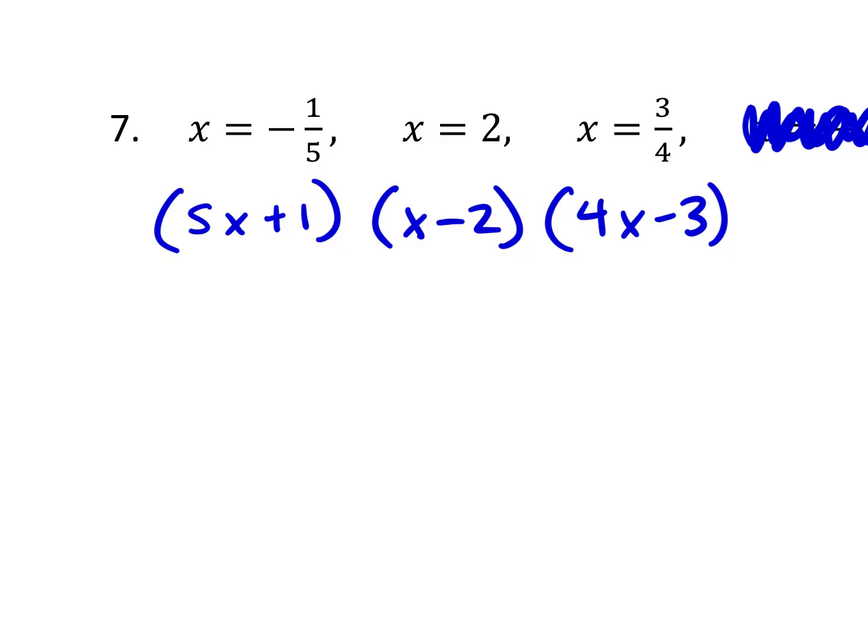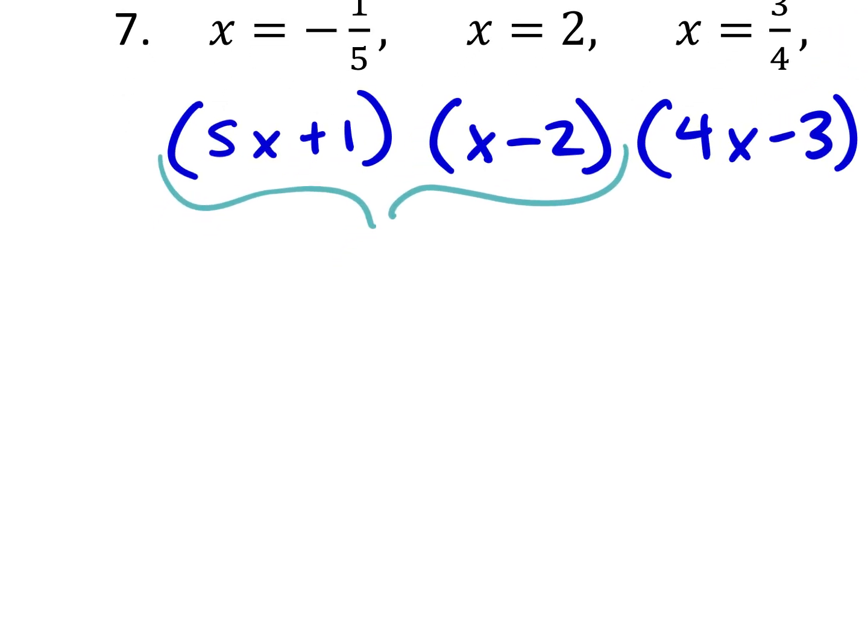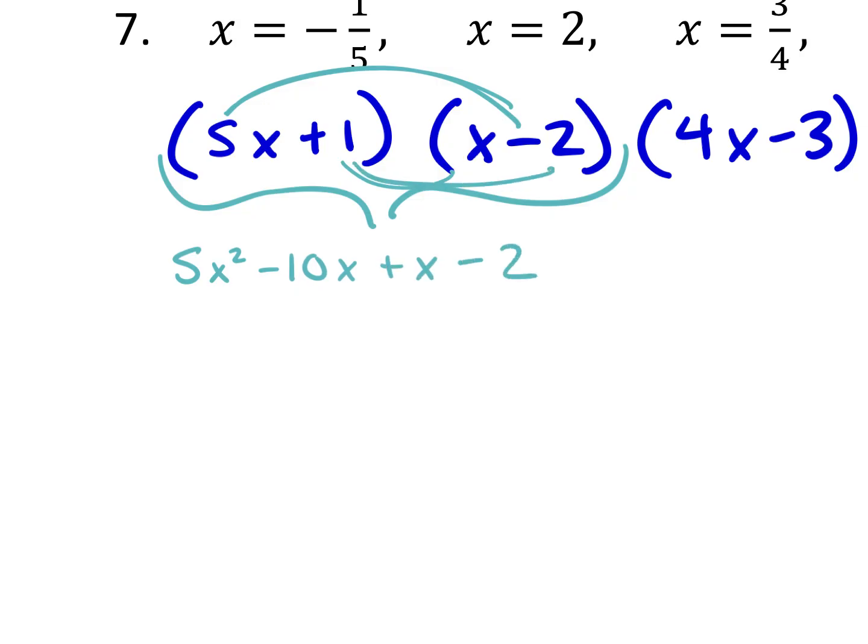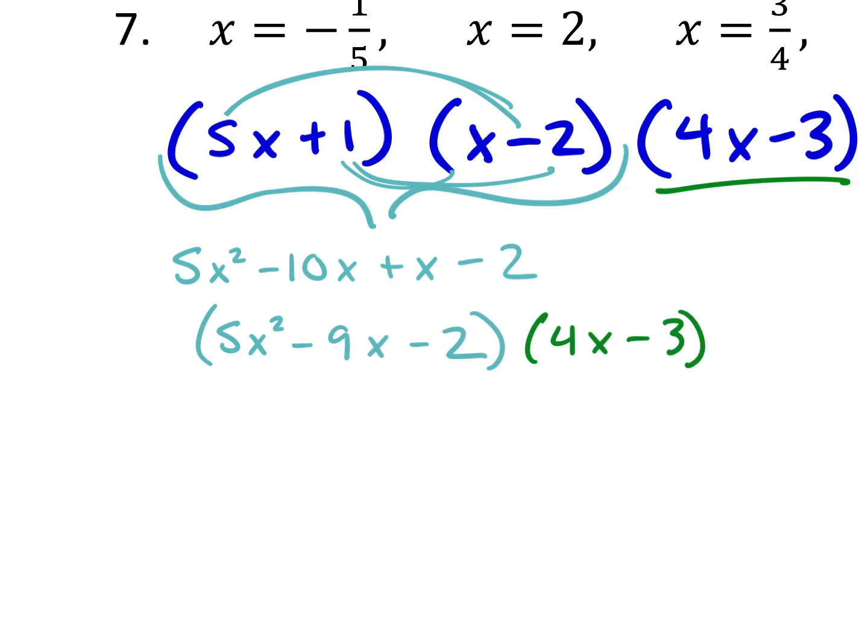All right, from here, let's FOIL this out. So we're going to multiply the first two together. 5x times x is 5x squared. 5x times negative 2. Negative 10x. 1 times x. X. And 1 times negative 2. Negative 2. Let's combine our like terms. So 5x squared minus 9x minus 2. Then we're going to take our answer here and we're going to multiply the third one to it. So we're going to FOIL 4x minus 3 to this.